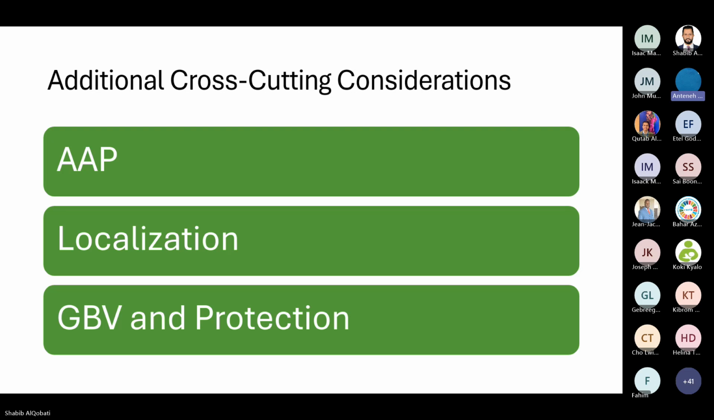Okay, finally coming to additional considerations. These are additional cross-cutting considerations. We have a number of guidelines which we have been sharing in the past, like the guideline on incorporating AAP considerations in HNRP, localization, GBV, and protection. We will be sharing those materials with you. And this is just a reminder that these are compulsory, and make sure that AAP, localization, GBV, protection, and disability, all these aspects are incorporated in the HRP.